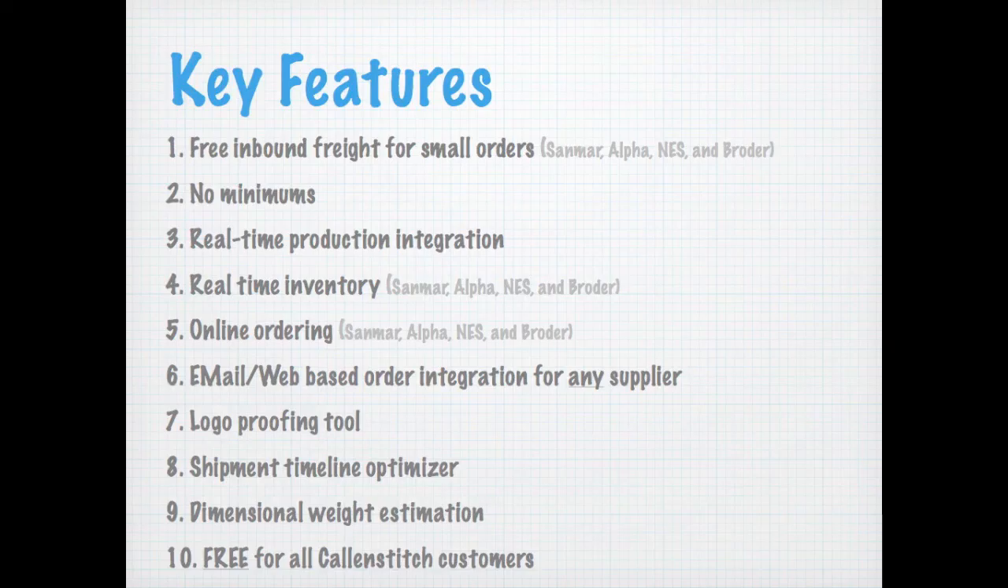Let's highlight the key features of Contract Manager. First, we have free inbound freight from our 4 key suppliers, no minimums, integration with our production floor, real-time inventory and online ordering from our 4 key suppliers. We have a manual, email, web-based order integration for all other suppliers. We have a built-in logo proofing tool, a shipment timeline optimizer, dimensional weight estimation, and best of all, Contract Manager is free for all Cal & Stitch customers.